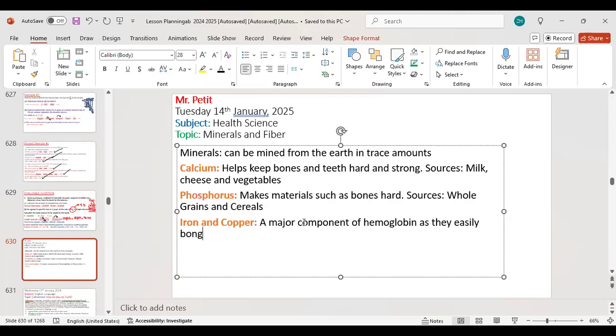So iron is a major component of hemoglobin, as it can easily bond temporarily with oxygen. So you need iron and you need copper. Both of them are important for healthy blood. So they're needed for healthy blood, basically. Where can you find iron?